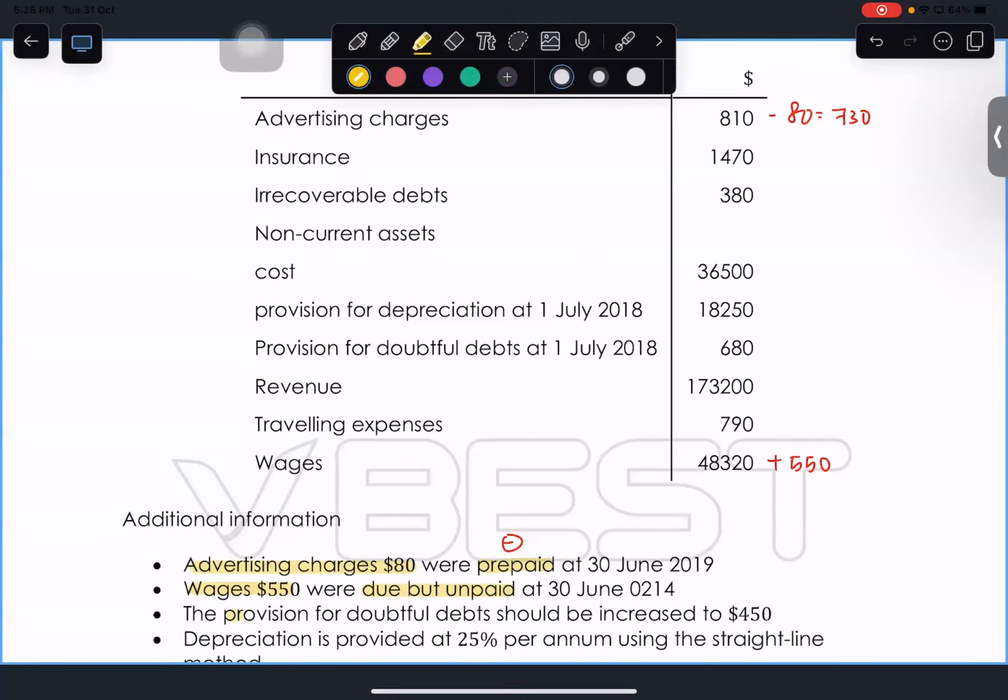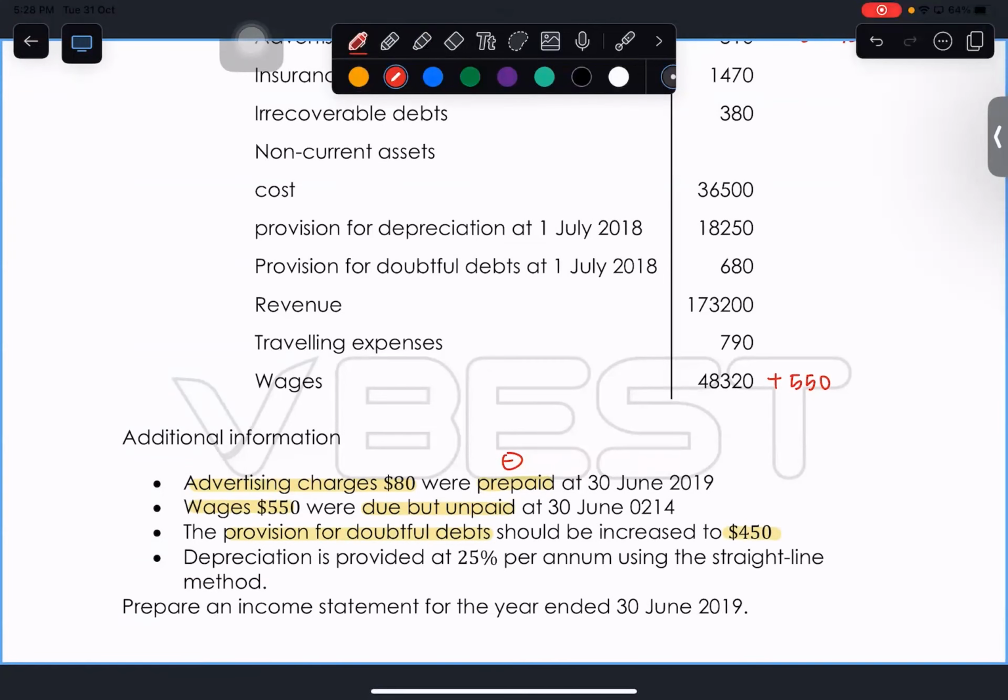And then provisions for doubtful debts increase. For this one, you guys change it to increase by. I typed wrong. If it increases to, the whole amount changes to 450. But the original amount, which is your balance b/d, they give you 680. You increase by 450, and this amount is your income statement. Your balance c/d will be 680 plus 450, which is 1130.